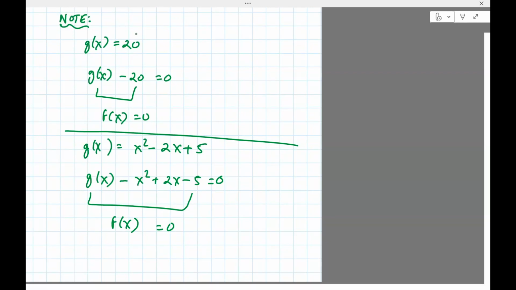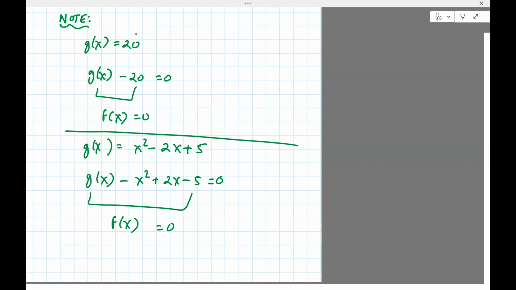Just ensure that whatever you're solving for always comes down to an expression like f of x equals 0, because the code you'll be using, whether you write your own code or use some of the functions available in Octave, they all expect the equation written down with the syntax f of x equals 0, not g of x equals 20 or g of x equals some x squared plus 5x minus 2.